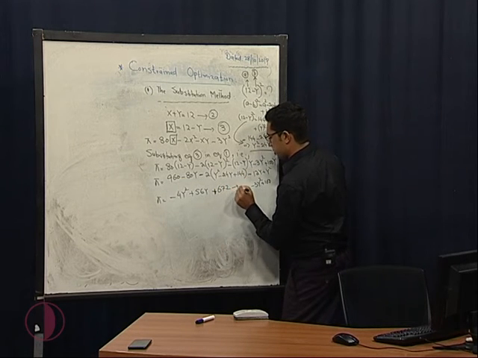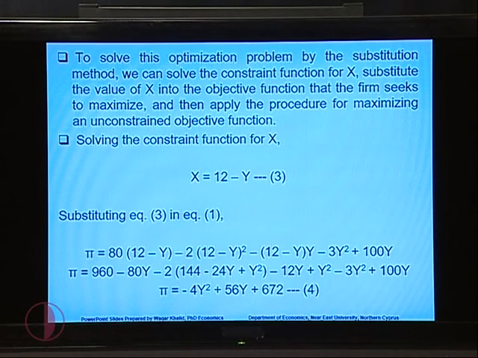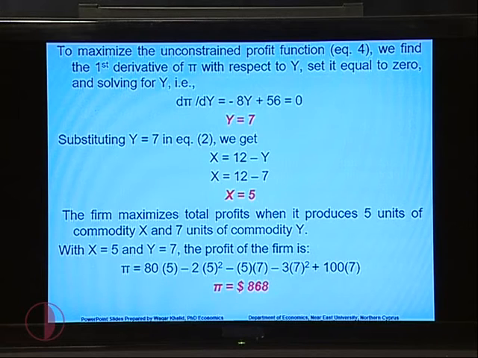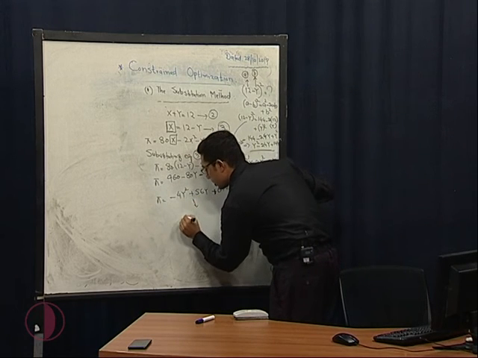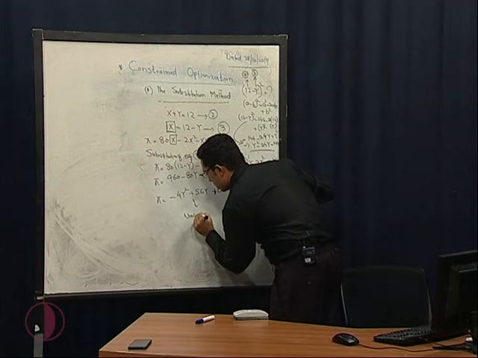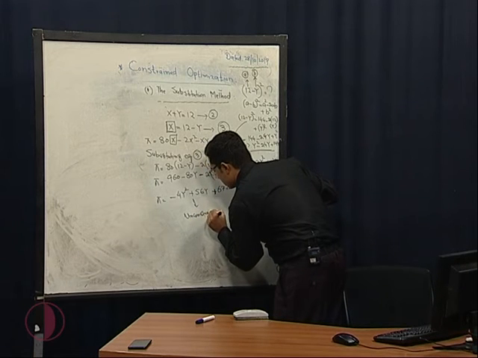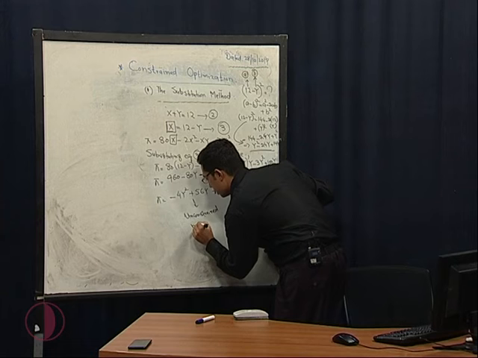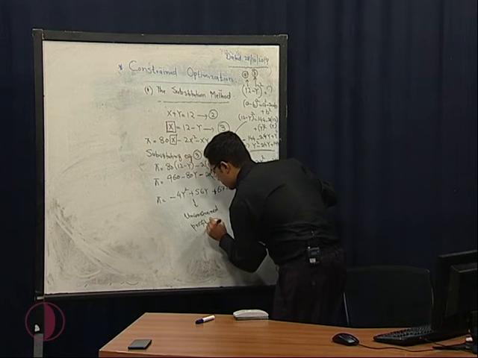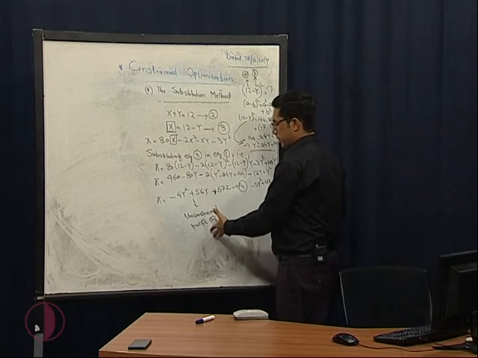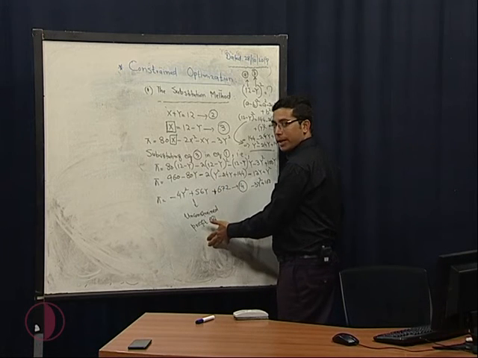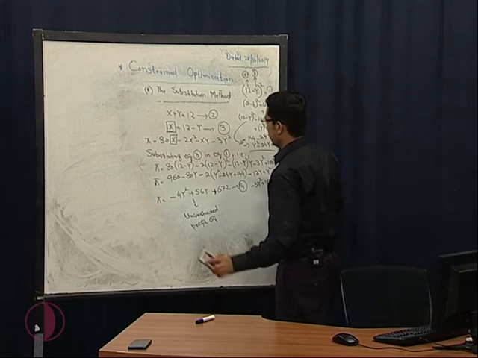Let me denote it with equation 4. This is known as equation 4. Now this is the unconstrained profit function. The first was constrained, now this is known as the unconstrained profit equation or profit function. This is the unconstrained profit function. Now it is simple to derive the value of x and the value of y.